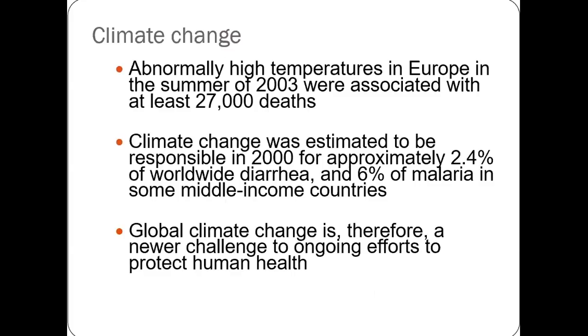Abnormally high temperatures in Europe in the summer of 2003 were associated with at least 27 deaths. This is the health impact of climate change. Remember, there are two forms of climate change. One is global cooling. The other one is global warming. In the earlier part of the century, as the earth was still developing into what we are living in right now, there was what you call the ice age. And that is what you call global cooling.